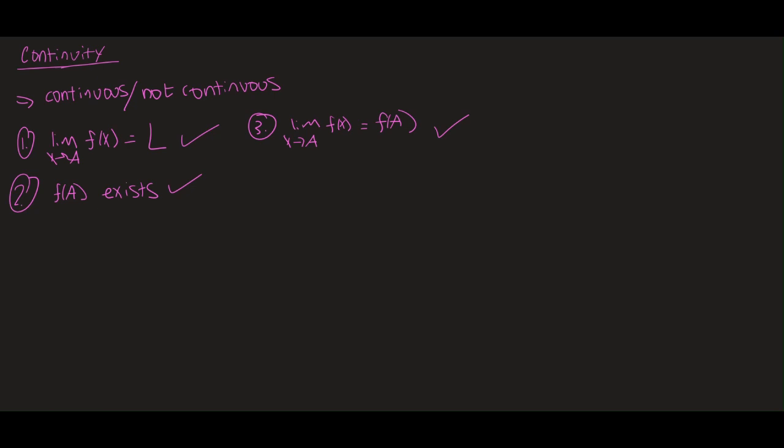So yeah, that's the basic principle for determining if something is continuous or discontinuous. And there are different types of discontinuity, and the first type is called an asymptote, or some people refer to it as an infinite discontinuity. So let's go ahead and take a look at that.